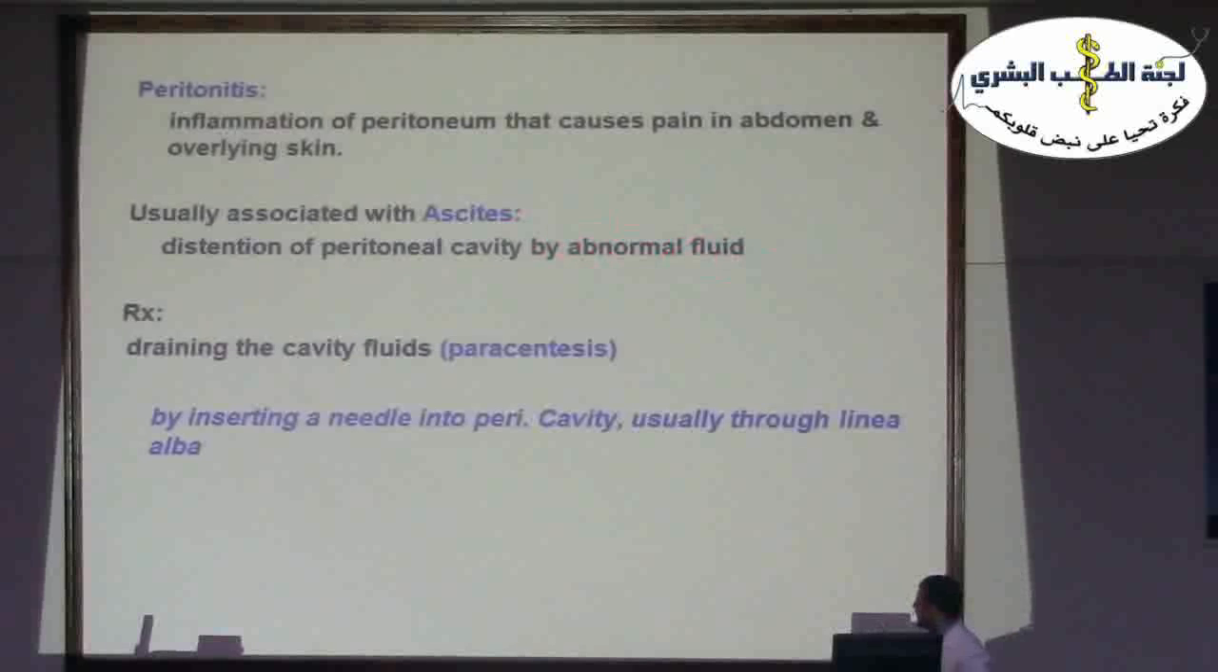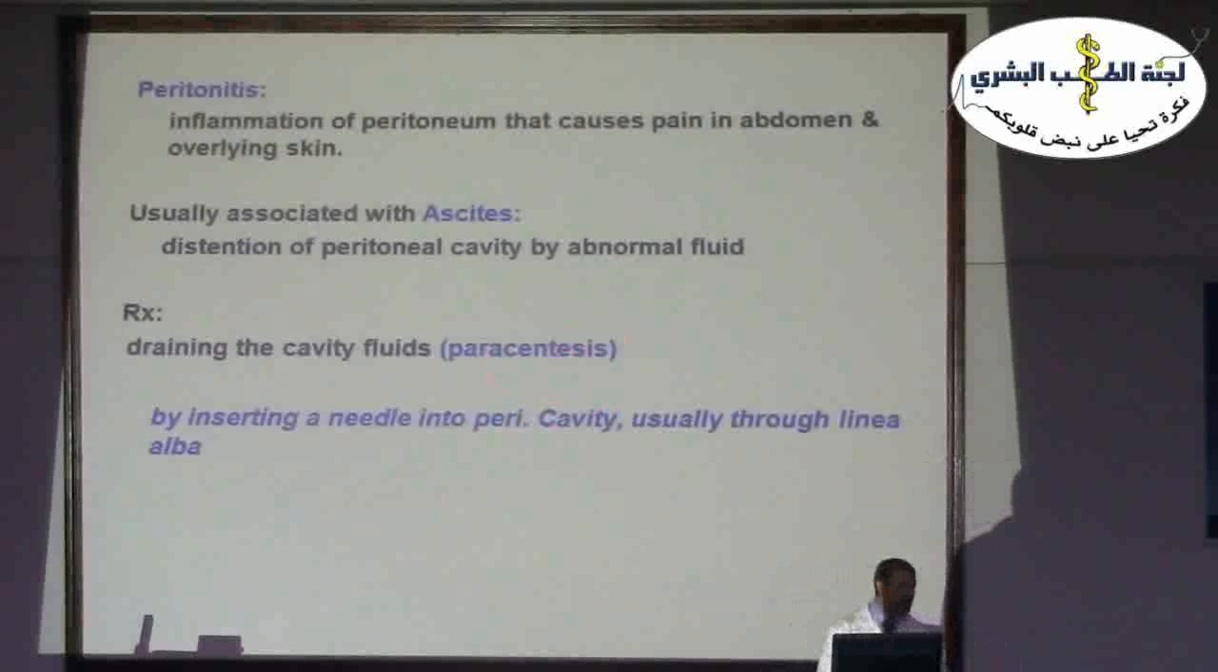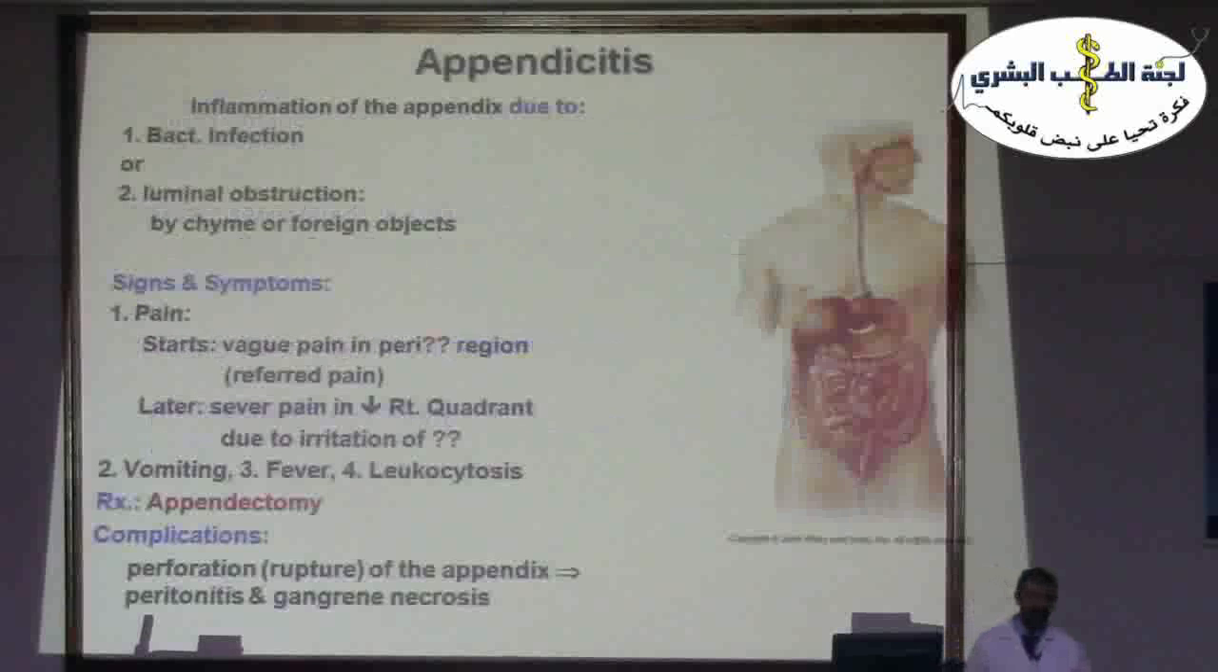Peritonitis and ascites. The treatment is draining the abdominal cavity by inserting a needle in the midline, which we call linea alba, or white line. It's a fibrous area where there is no blood supply or innervation, so you don't get afraid in the middle of the abdomen. There is no harm of any injury. You just insert a needle into the peritoneal cavity and drain it. Okay? We call it paracentesis. Paracentesis is draining the peritoneal fluid from within the peritoneal cavity.